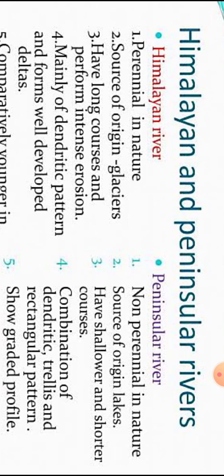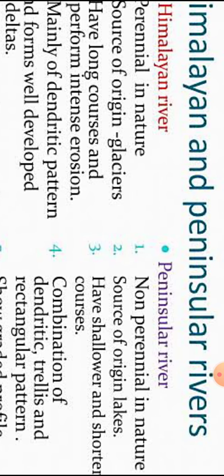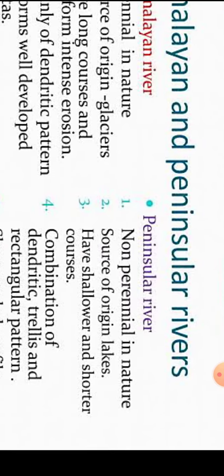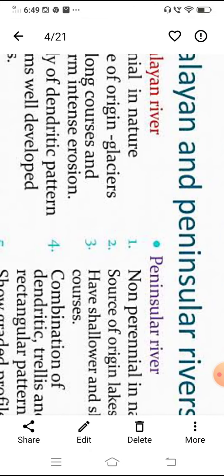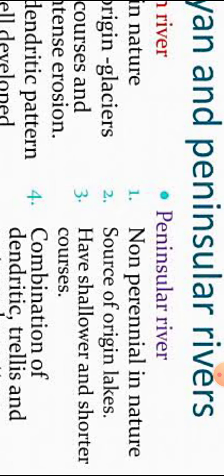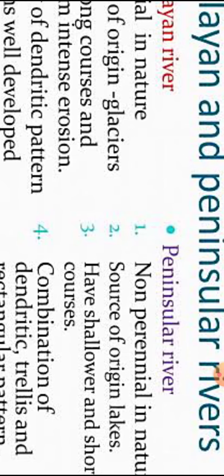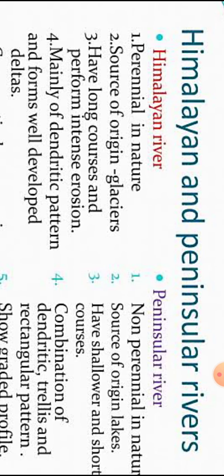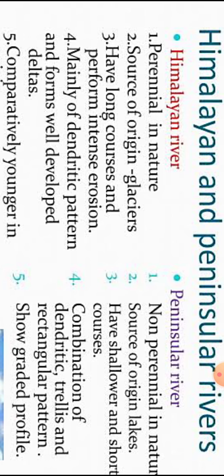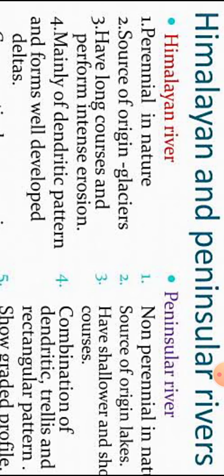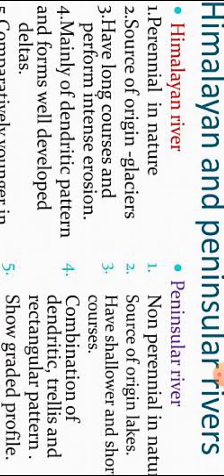Non-perennial rivers always depend upon the rain. In summer the rivers dry up totally. Examples: Godavari and Krishna. So peninsular rivers are called non-perennial rivers, and Himalayan rivers are called perennial rivers. The source of origin of Himalayan rivers is glaciers, but peninsular rivers mostly originate from lakes and ghats.